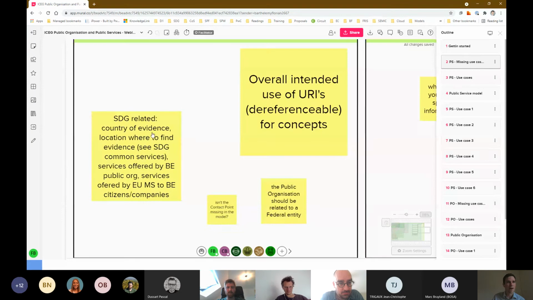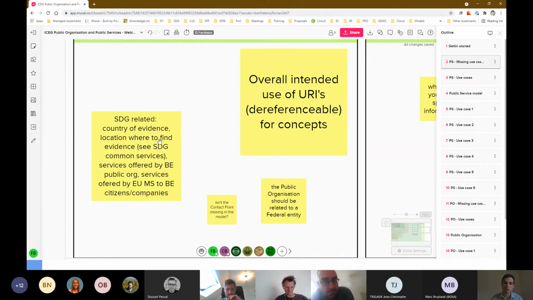Then, SDG related information, that's a good one. The question is, to what extent do we need it in our model directly, or do we first need the models to be agreed at European level before diving into that? It's an open question. Because we could also decide to think about it in the coming webinars, so that we can come with propositions or a point of view to the European discussions.